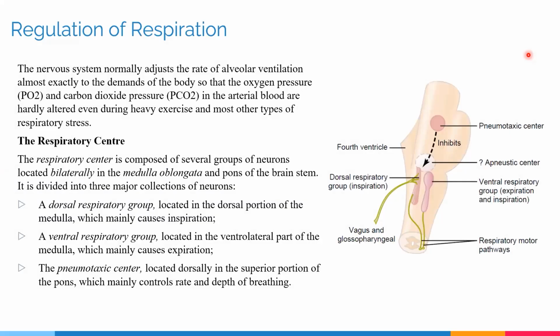So first we look at why regulation of respiration is essential. The nervous system normally adjusts the rate of alveolar ventilation almost exactly to the demands of the body, so that the oxygen partial pressure and the carbon dioxide partial pressure in the arterial blood are hardly altered, even during heavy exercise and most types of respiratory stress.